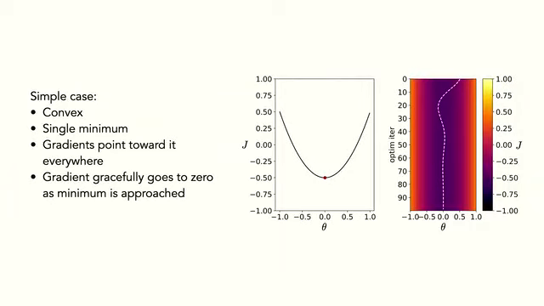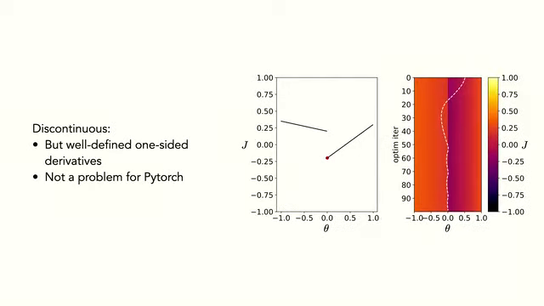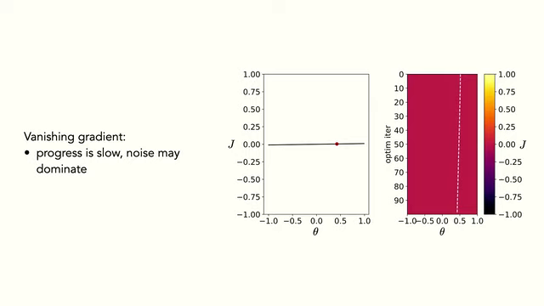So something like this is maybe the simplest case. If you're a theoretician, this is really great because you can assume convexity. You have a single minimum, all the gradients point to it everywhere, and the gradient will gracefully go to 0 as the minimum is approached. Here, we have a discontinuity, but it's well defined in terms of the derivatives on both sides of that discontinuity, and this is not a problem at all for PyTorch.